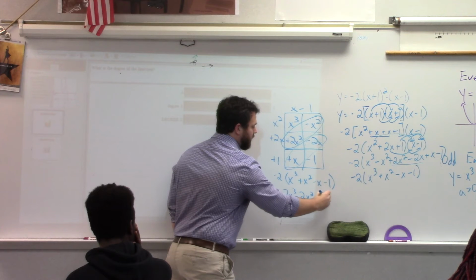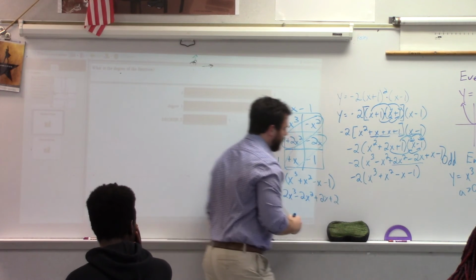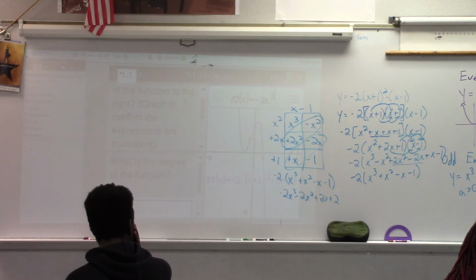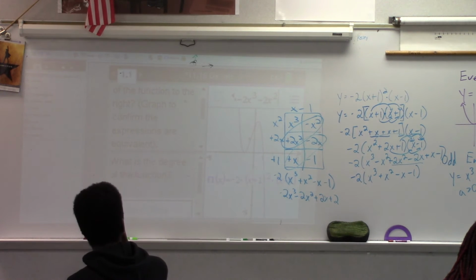I would always leave that distribution until the very end. But again, notice what I said earlier, what I was trying to point out is, if we were to graph that function, it should be exactly the same. So negative 2x cubed minus, was it 2x squared, is that right? Plus 2x plus 2.